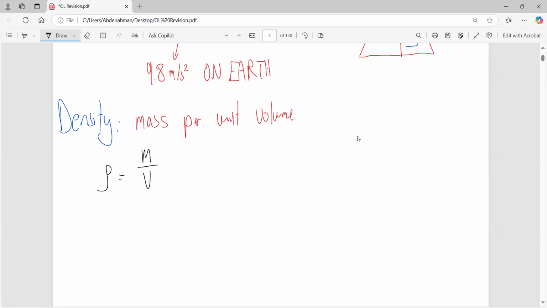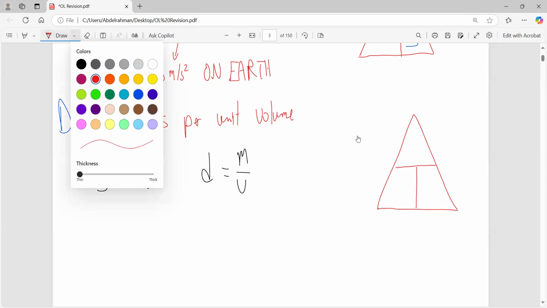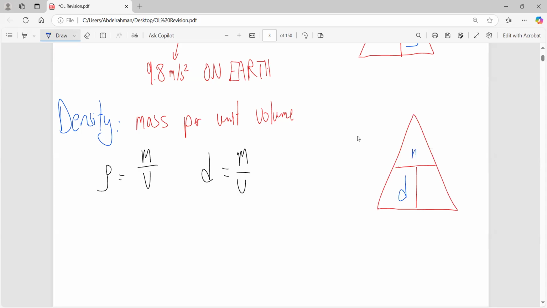But Mr., I don't want to write it as rho. Can I write it down as D? Okay. D equals M over V. I don't really care, honestly. Okay, D equals M over V. If we draw another triangle, here the density, the mass and the volume. Of course we can find the mass equals density times volume, or we can find the volume equals mass over density.